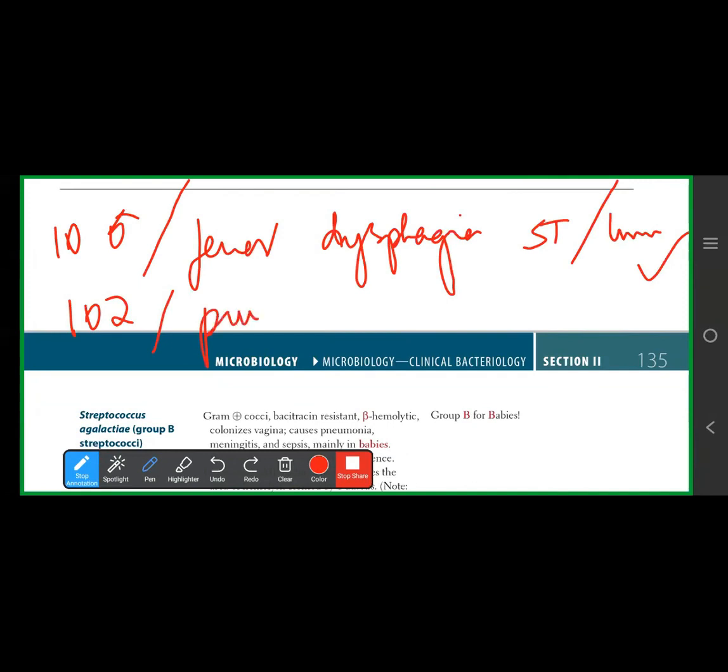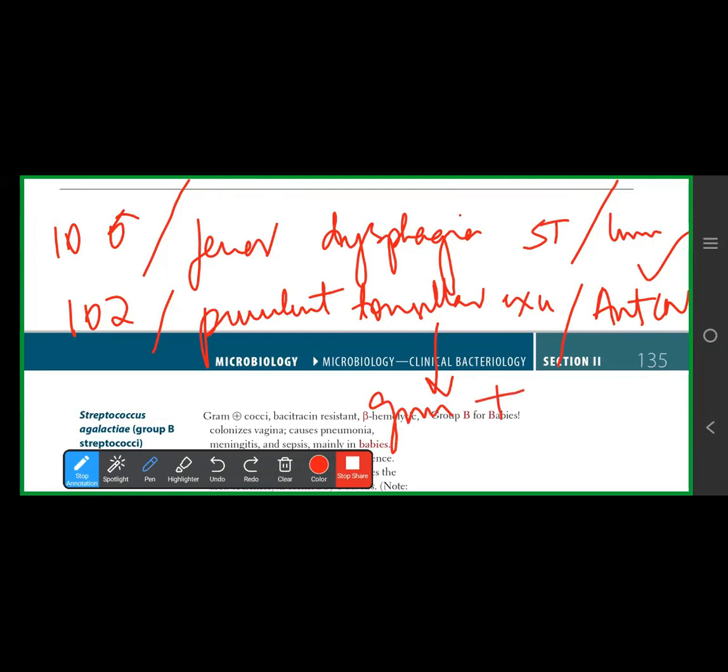He's having purulent tonsils. Okay, the patient is having purulent tonsillar exudates, and also anterior cervical lymph nodes. Okay, the bacterial culture for the same tonsillar exudate and the microscopy analysis is showing that it's a gram-positive bacteria. That's all. Gram-positive cocci. That is the only clue they're trying to tell you.